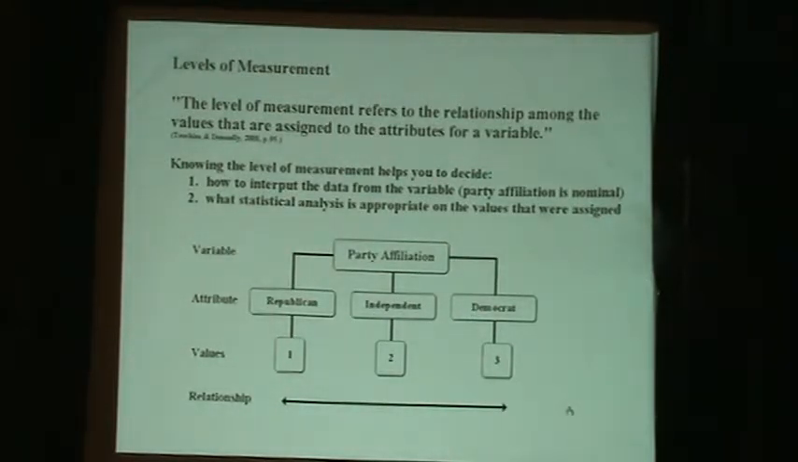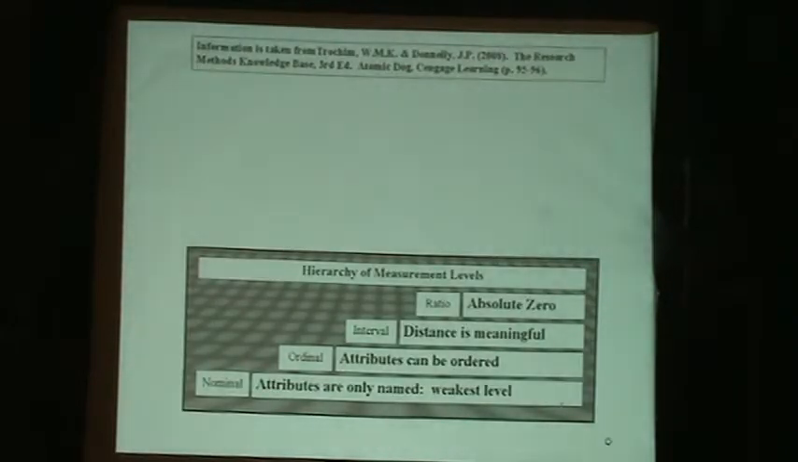All right, let's take a look then at the different levels of measurement. And again, this comes right from their text. This is taken from pages 95 and 96. There are 4 levels of measurement, and they are hierarchical in nature, the lowest one being nominal, then ordinal, then interval, and then ratio.